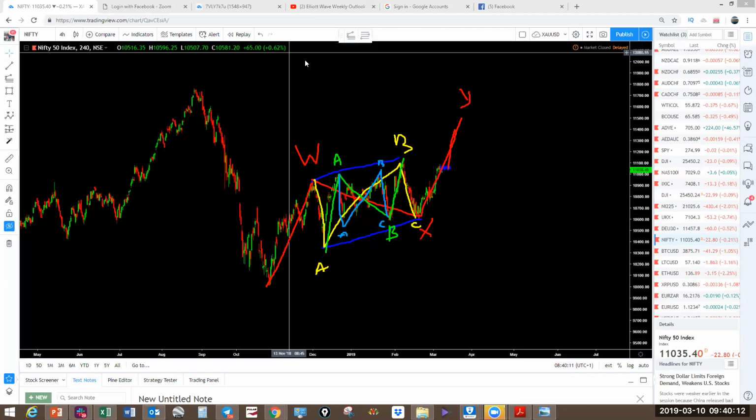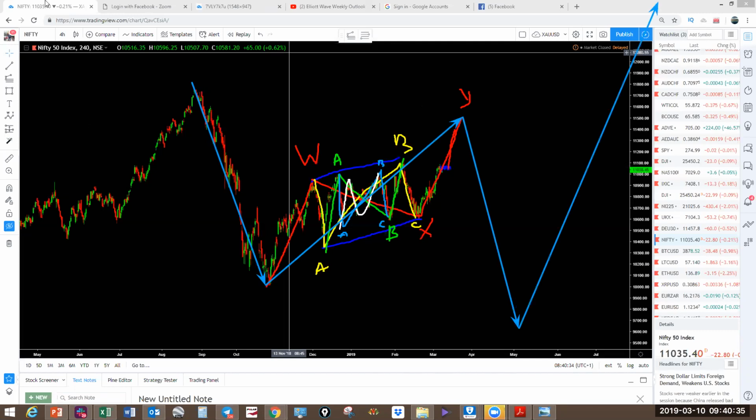Let's see if we can get another color here. Let's use white this time. You have this one here also. 1, 2, 3. So this process can go on and on and on. Even in the higher degree, it can go on and on like that. So now let's look at what could happen in the higher degree. In the higher degree, you've got this one here as a whole correction. Maybe you come here and retest this.